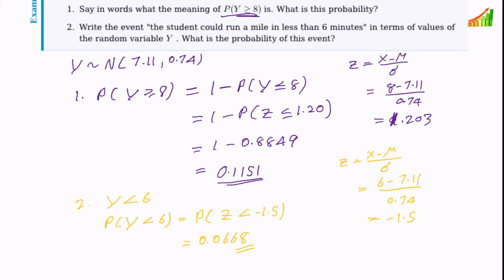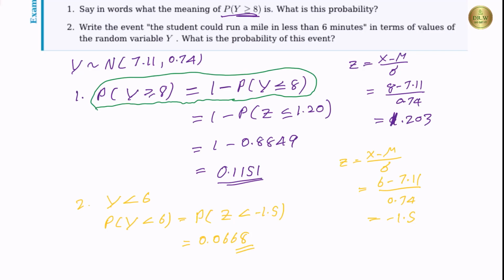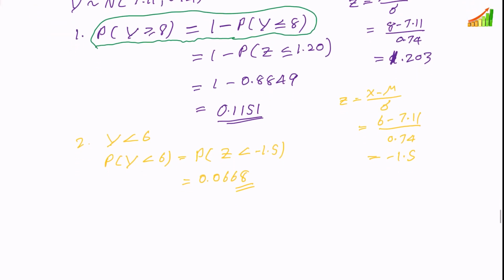Now let me explain a few things here. Here we write probability y greater than or equal 8 equals 1 minus probability y less than or equal 8. This is true for only the continuous case. Suppose this is the discrete case, right? Then this should be y greater than or equal 8, which equals 1 minus probability y less than 8. So then 1 minus probability y less than or equal 7, right?